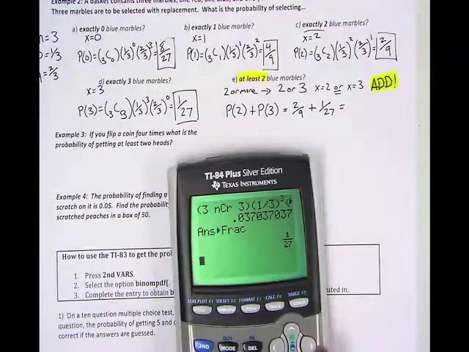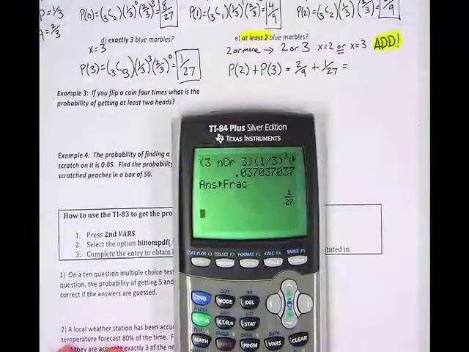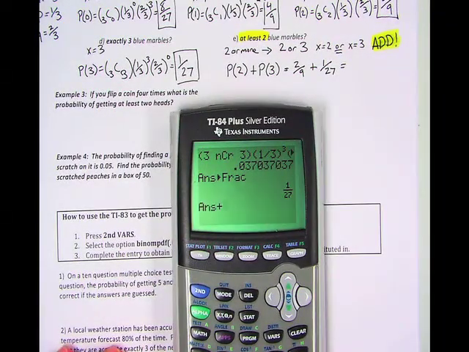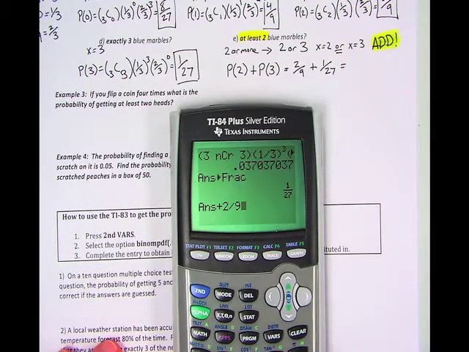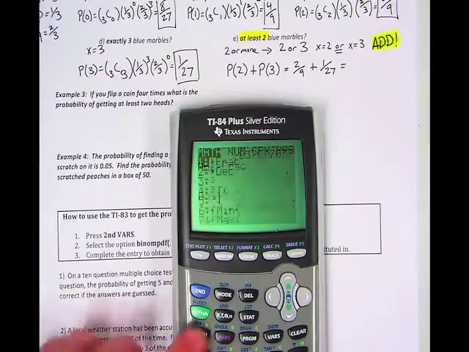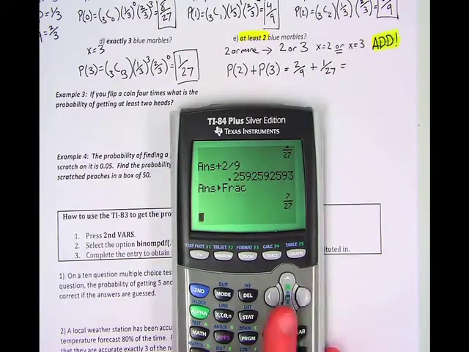Okay. We already have 1 over 27 in there, so we can just hit plus. And then 2 over 9. Don't need a fraction button, you just use the divided sign. And then math frac, we have 7 over 27.